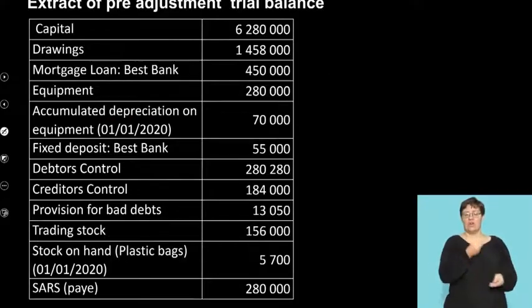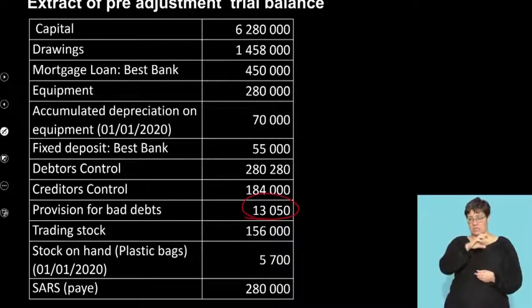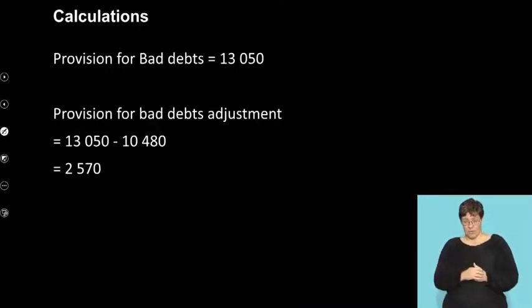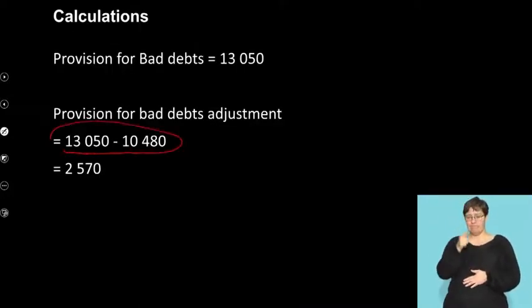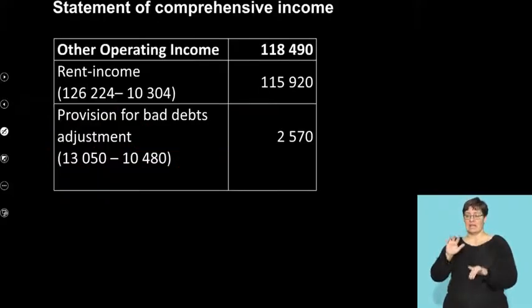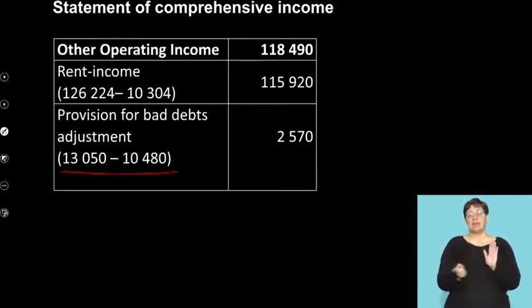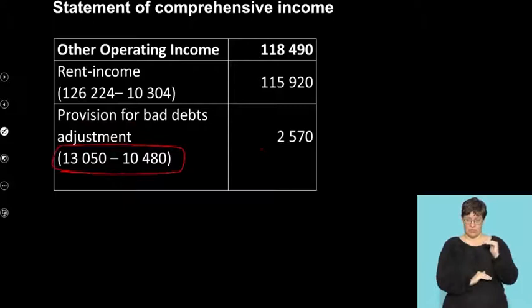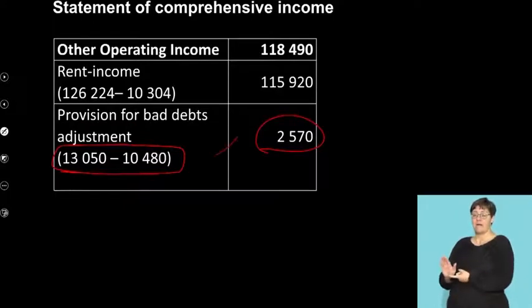Okay, so in terms of the provision, I currently have a provision of 13,050. So therefore, I know now that I must reduce that provision by 2,570. Why? 13,050 minus my new provision of 10,480. And here you can see it, provision for bad debts, because it is being reduced, indicates that it will appear under my operating income.